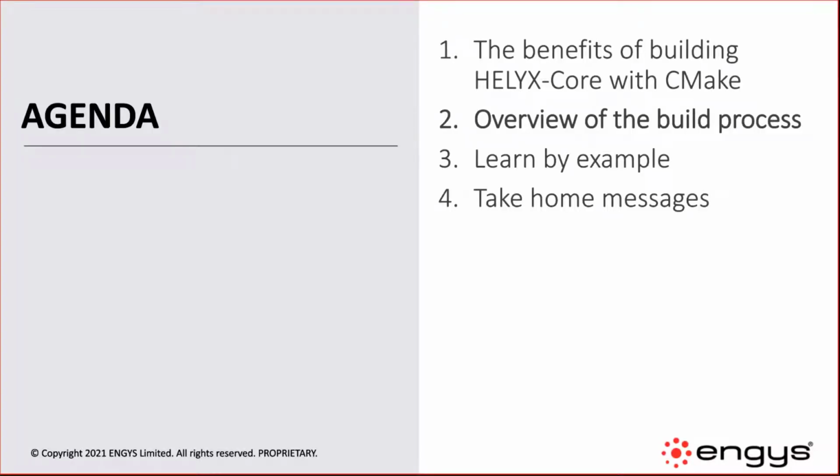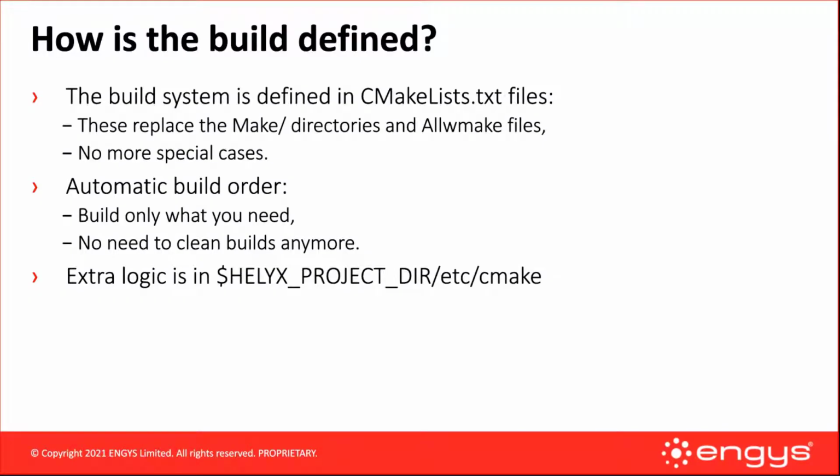So that's a brief overview of why we've moved to the new system. Now let's talk about how this actually works and how we achieve some of these benefits. It's worth spending a moment talking about how the CMake build system is actually defined. Everything in this slide is already implemented for HELYX. You get it for free when you get the source code, and you're not really expected to have to modify anything. So this is just some background on what's already been implemented for you.